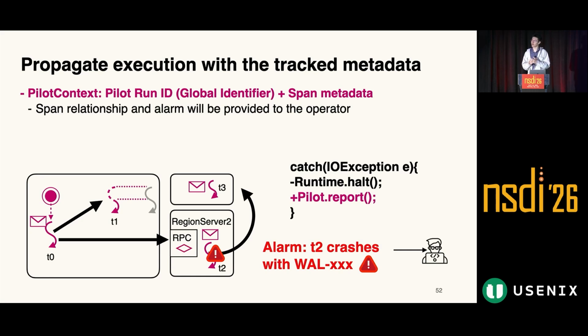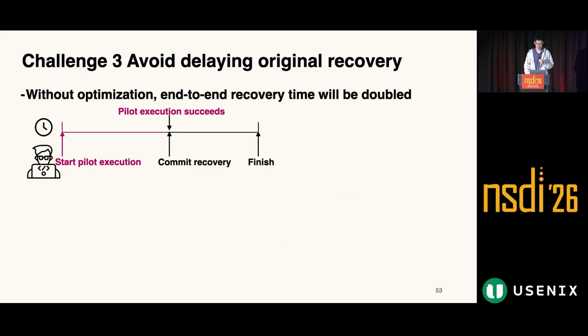In normal recovery, thread T2 at region server 2 would crash with a fatal exception, and in parallel execution, we replace the dangerous crash API with a safe report API to send feedback to the operator to help them locate the recovery failures. The third challenge is, since parallel execution adds an extra run before the real recovery, without any optimization, the total end-to-end time will be more than doubled.